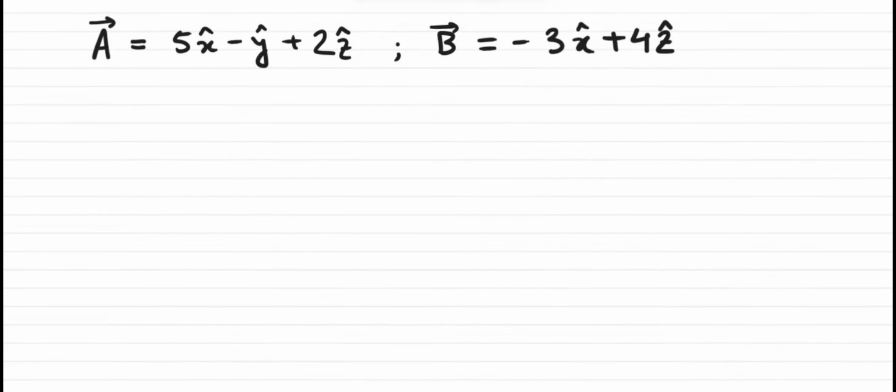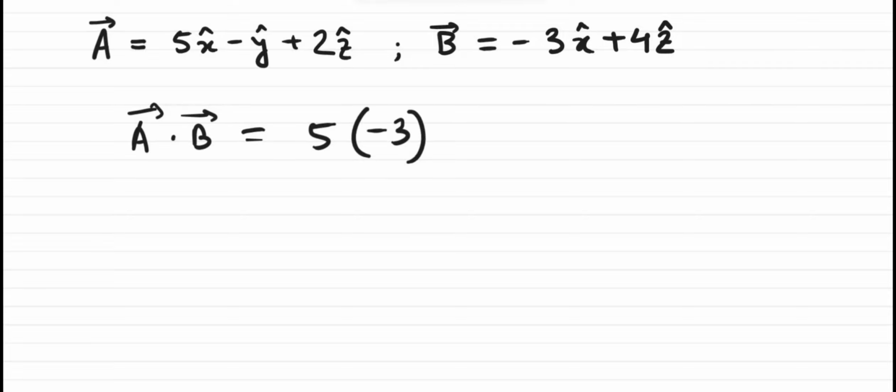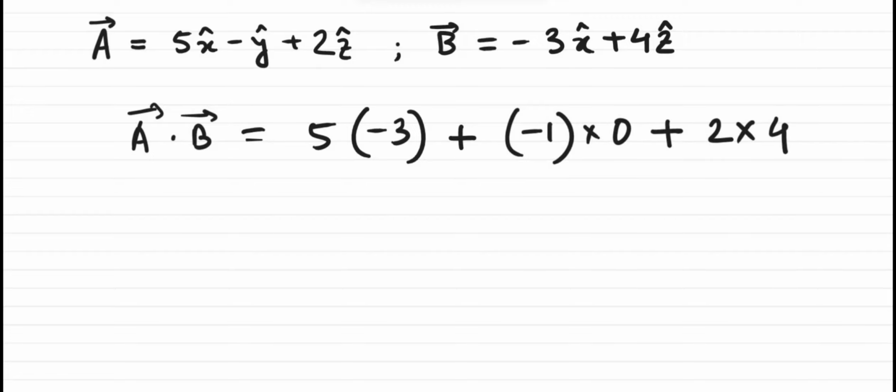Finally, we'll have to find A dot B, which is going to be 5 times negative 3, and then this one doesn't have any coefficient of y hat, so that is actually 0. So we have plus negative 1 times 0, and then plus 2 times 4. And so this is going to be negative 15 plus 8, which is negative 7.